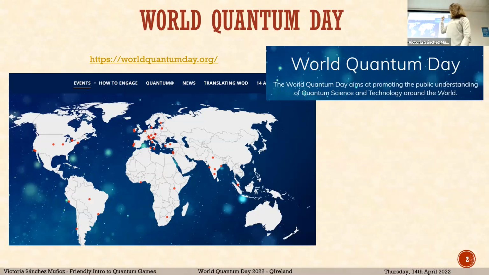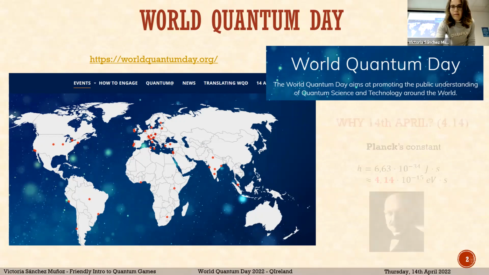You can check that web page over there. If you just click, you can find the events that are all over the place. And there's something in Cork related to quantum optics or something like that, and that dot is us, the second one. The main aim of this day is to promote the quantumness, or the awareness, of the quantum world.